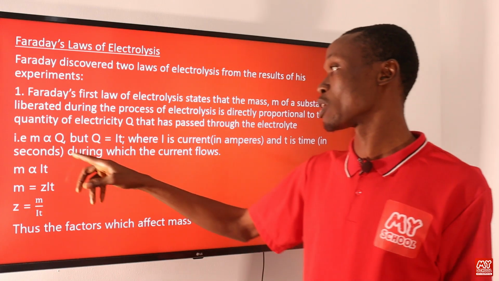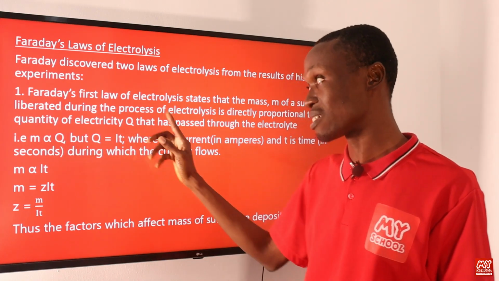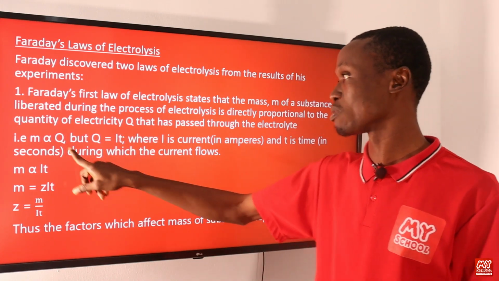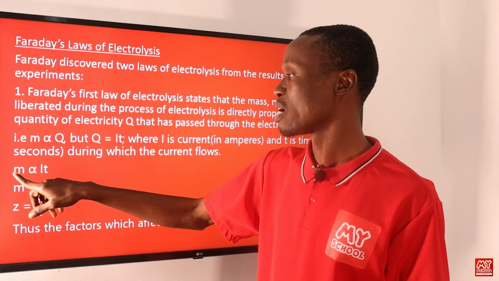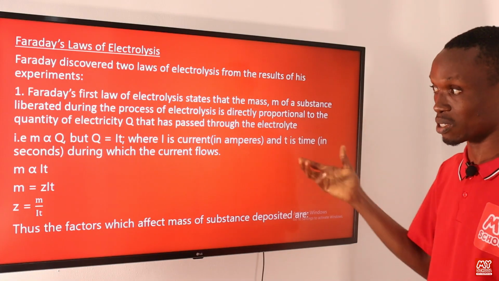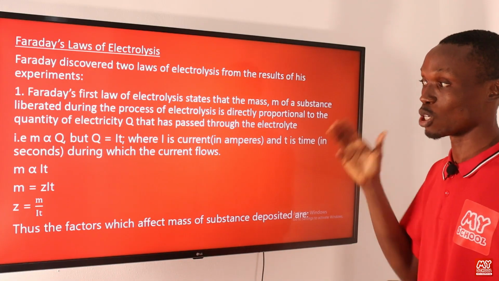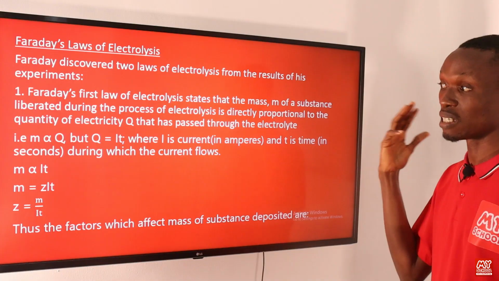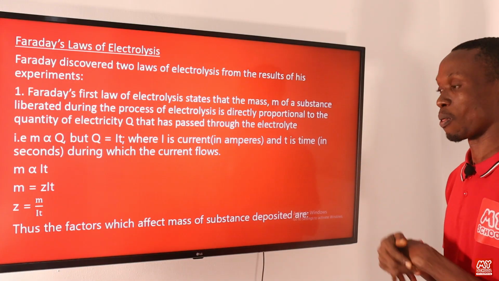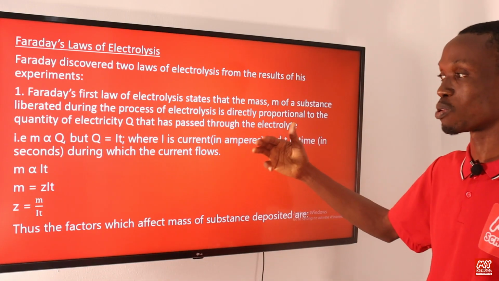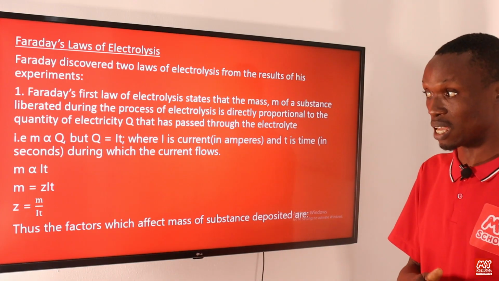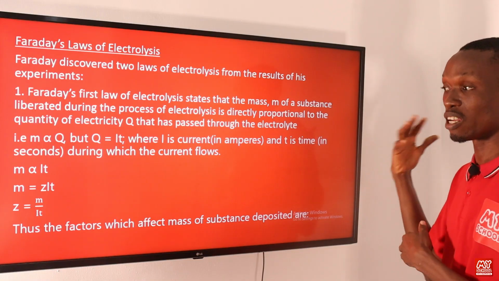So mathematically, in place of Q, we can replace it with IT, since Q is equal to IT. Anywhere we see Q here, we can replace it with IT, so that we can as well say that M, which is the mass of substance deposited, is directly proportional to the current and the time during which the current flows. But of course, this is just a relationship showing the relationship between the mass of substance deposited and the quantity of electricity.